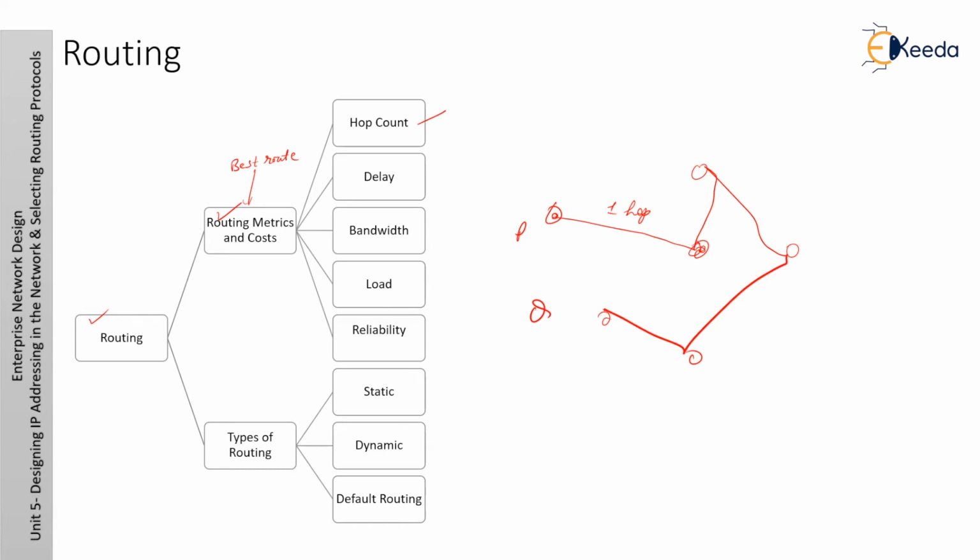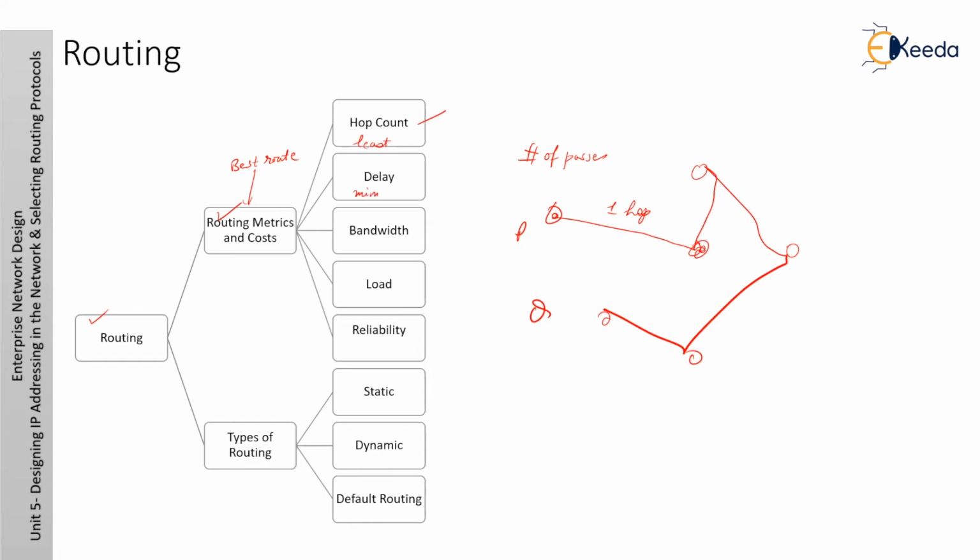Hop count is defined as the metric that specifies the number of passes through an internetworking device such as a router that a packet must travel in a route to move from source to destination. If the routing protocol considers hop count as the primary metric, then the path with the least hop count will be considered the best path to move from source to destination.